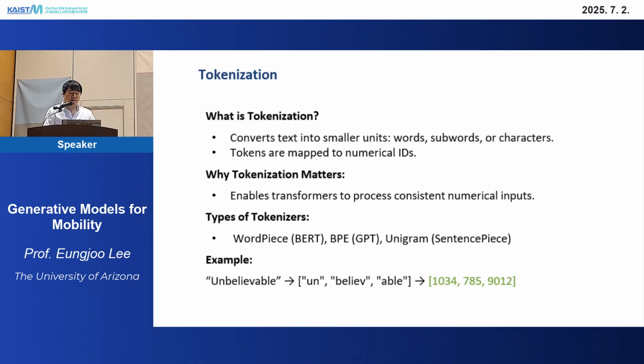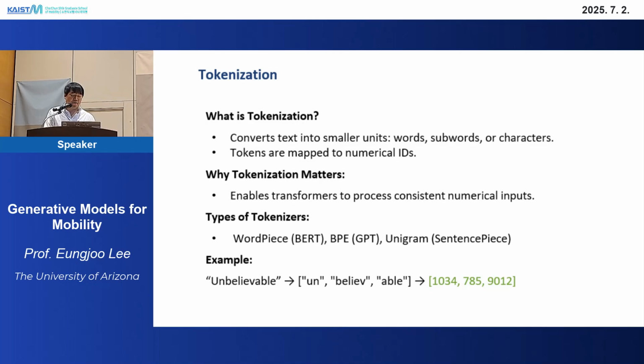Let's talk about tokenization, which is a key part of the transformer model. What is tokenization? It converts text into smaller units, such as words, sub-words, or characters. The tokens are mapped to numeric IDs. Why does tokenization matter in this approach? Because it enables the transformer to process consistent numeric inputs.